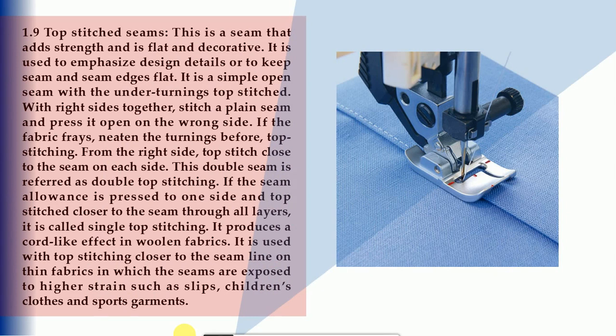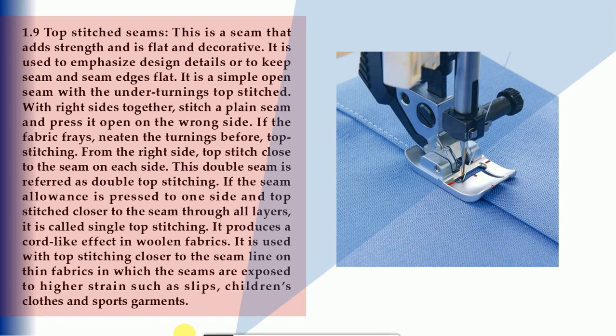.9 Top stitched seams. This is a seam that adds strength and is flat and decorative. It is used to emphasize design details or to keep seam and seam edges flat. It is a simple open seam with the underturnings top stitched.